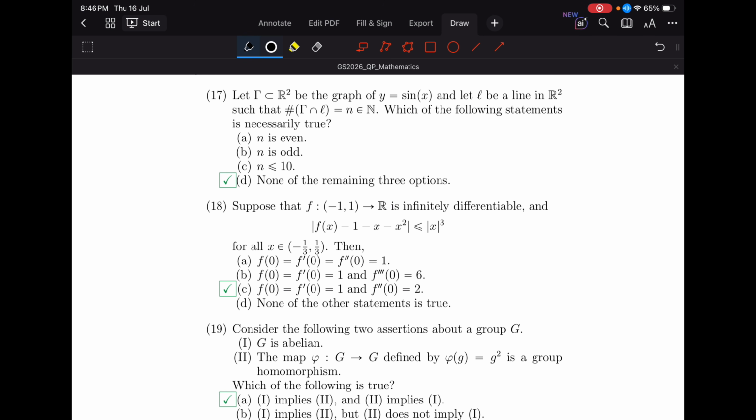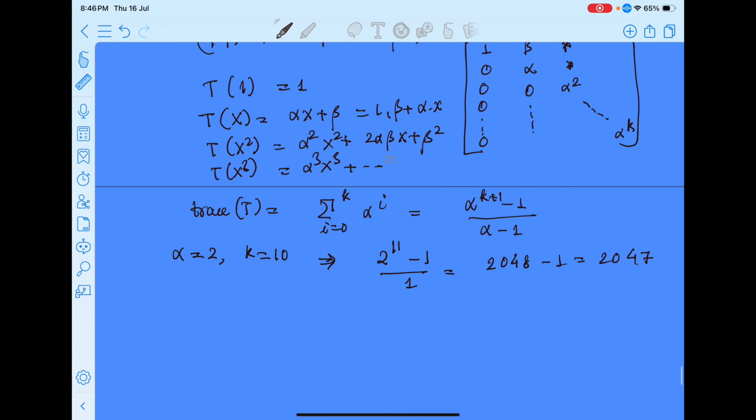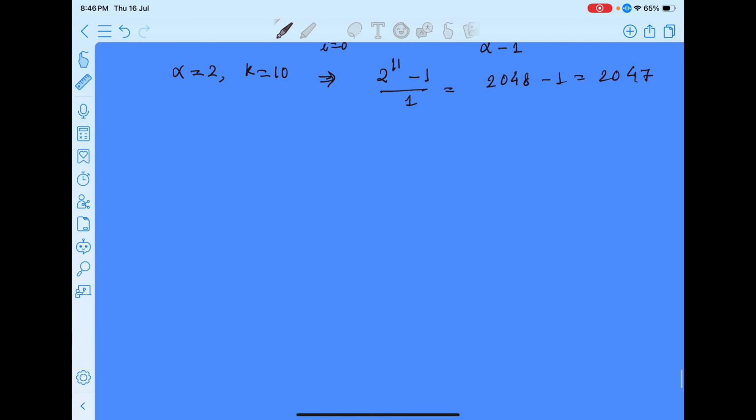Let gamma inside R squared be the graph of y equal to sin x, and let L be a line in R2 such that the number of points in gamma intersection L equals n. Which of the following statements is necessarily true? n is even, n is odd, n less than or equal to 10. They want us to know at how many points a line can intersect the sine curve. Okay, so let us draw the picture of the sine curve.